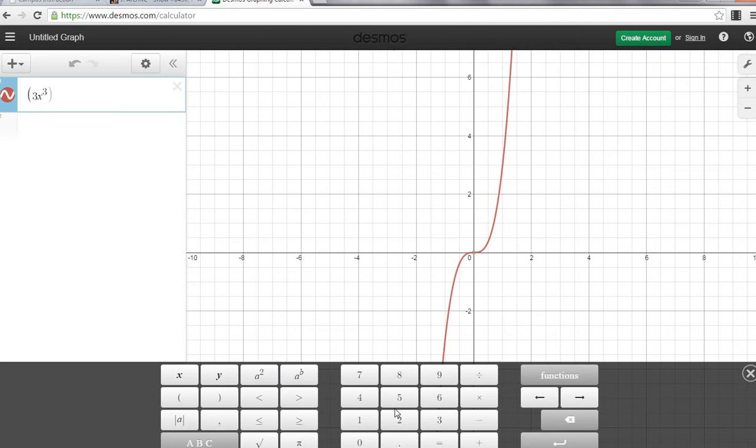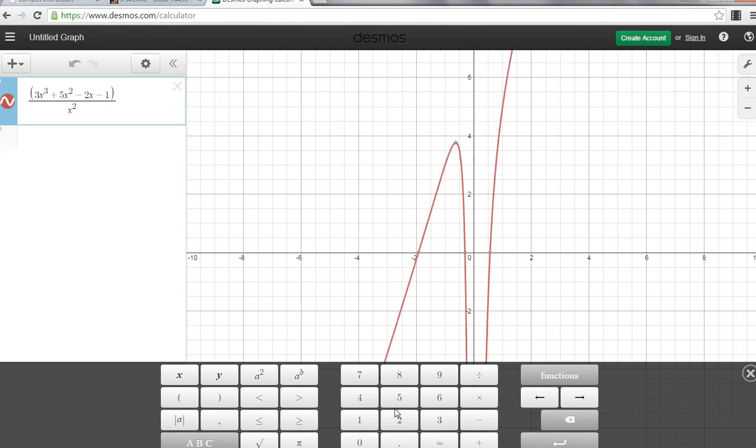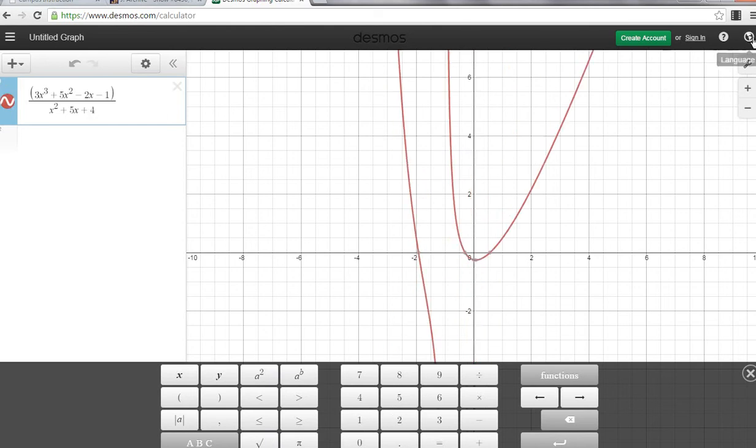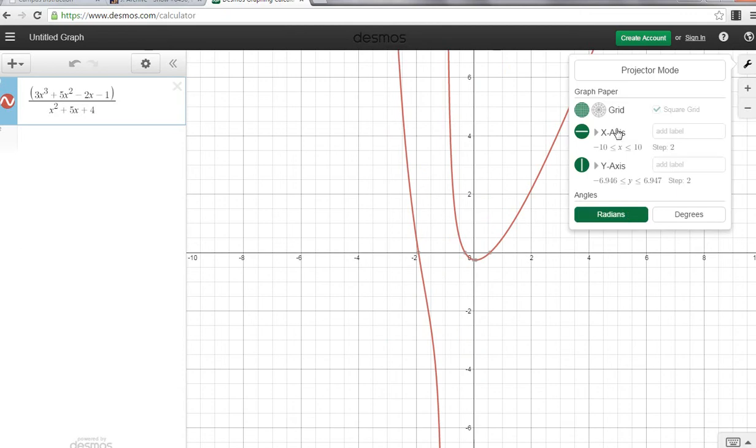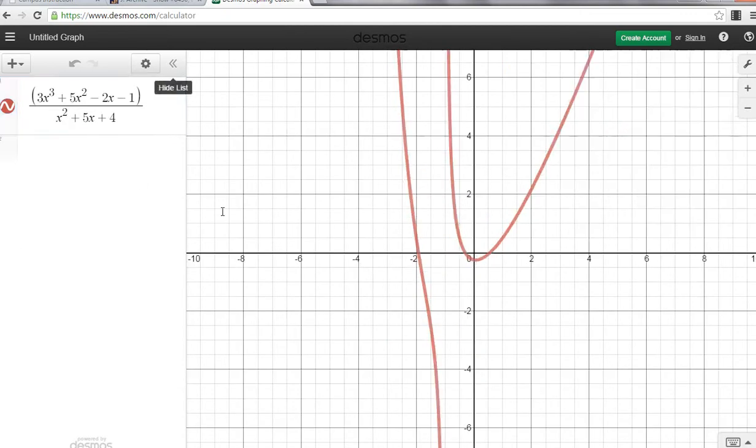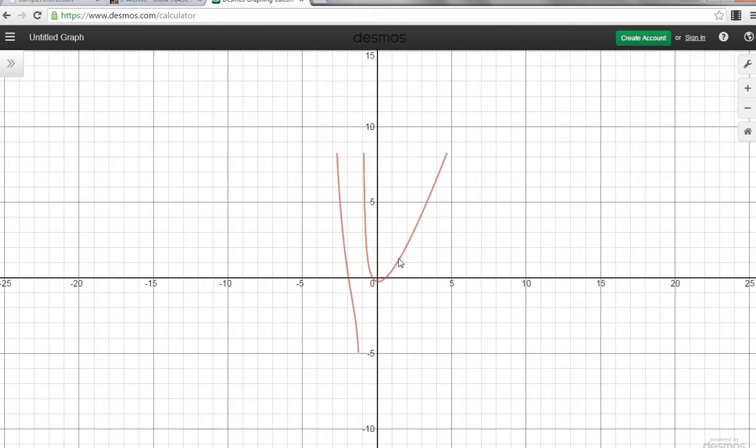Let me write this down. So 3x cubed plus 5x squared minus 2x minus 1, and then I did divided by, and then it was x squared plus 5x plus 1. Alright, cool. So, just going to change this. Yeah, it's the same thing, but the reason why I like Desmos like that is because if I want to zoom out, I don't have to muck around with the window.